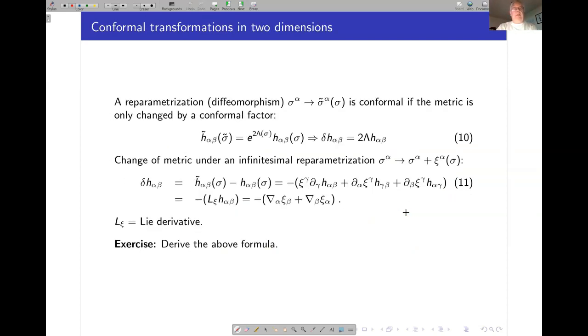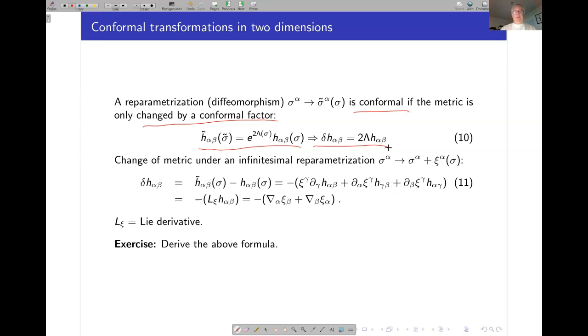Now, let's talk a bit more about conformal transformations in 2 dimensions. So we said a reparametrization, also called a diffeomorphism, is called conformal if it changes the metric only by a so-called conformal factor. And this is a function which is positive everywhere. In formula 10, I've written this as a finite transformation, and then if you expand it out, the infinitesimal form is given also here.